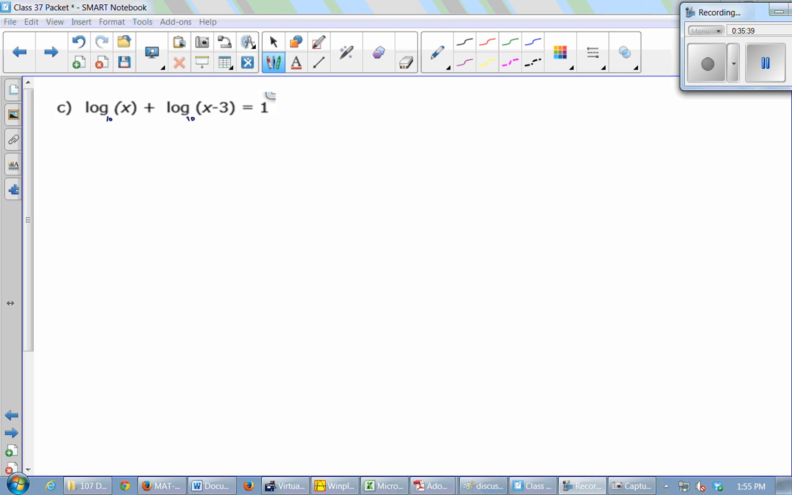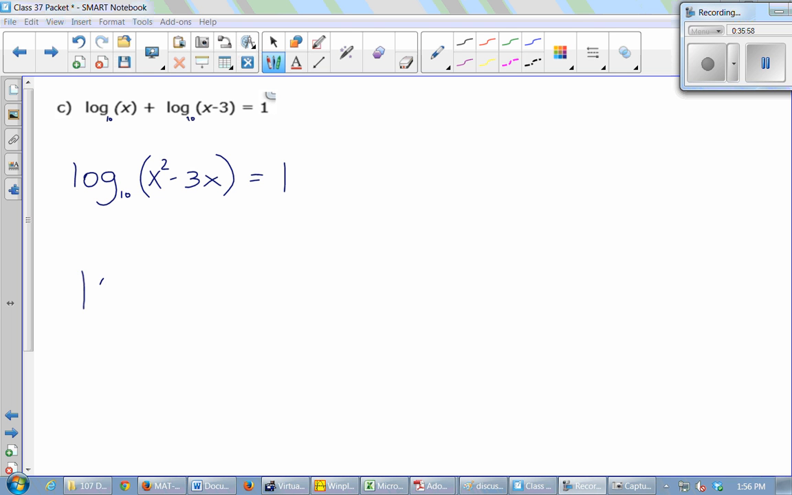So I'm adding two logs that have the same base. I can compress them into a single logarithm where I multiply the two inputs. So I'm going to have x squared minus 3x. And now I have a log equation. Single log equals a number. Change it to an exponential.